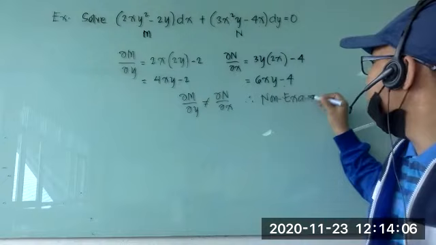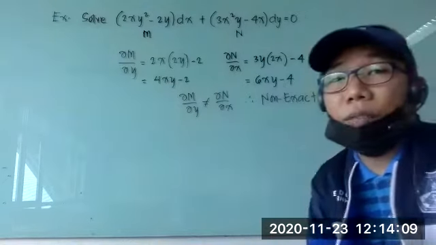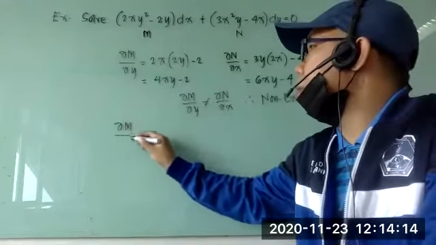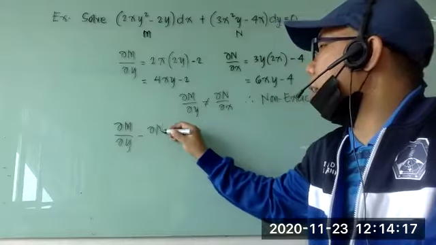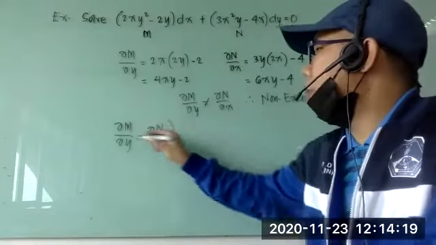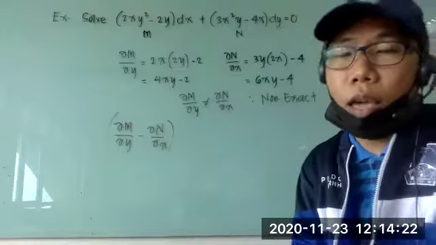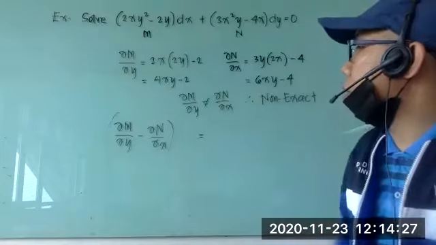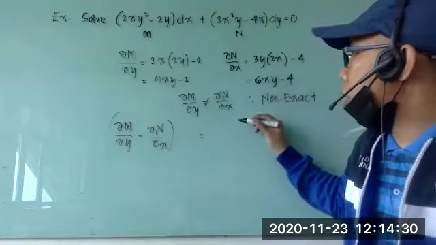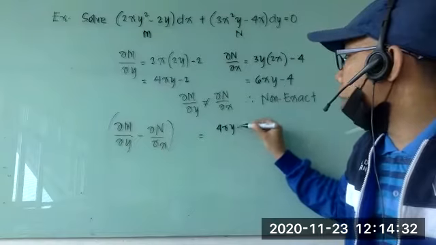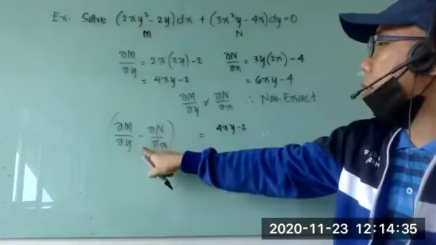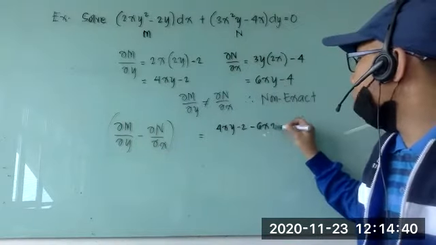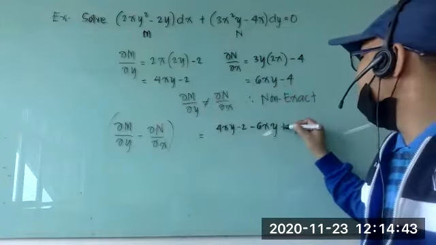Okay, so what are we going to do now? So we take a difference of these partial derivatives. So partial of m with respect to y minus partial of n with respect to x. So we don't know what to divide yet, m or n. So whichever is, of course, appropriate later. So taking a difference, we copy this one, 4xy minus 2. And then we subtract the partial of n with respect to x. So copy this one. So minus 6xy minus minus, so this becomes positive 4.